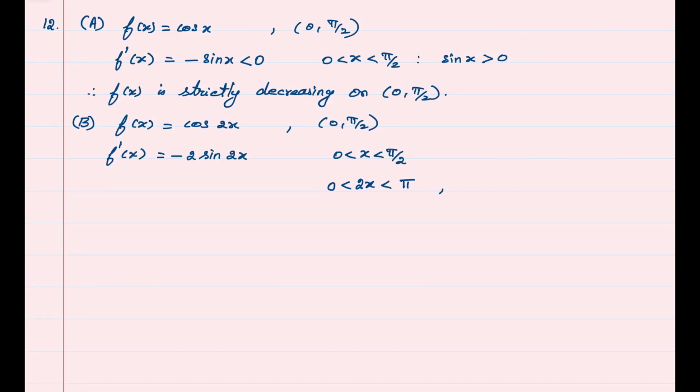We know that in these two quadrants, sin 2x will be greater than 0. Sin 2x will be 0 only when 2x is 0 or 2x is pi, but those two values are not included in this interval. Therefore, sin 2x is strictly greater than 0. Therefore, f dash of x, which is minus 2 times sin 2x, because of this negative sign, is strictly less than 0. Therefore, f of x is strictly decreasing on open interval 0 to pi by 2.